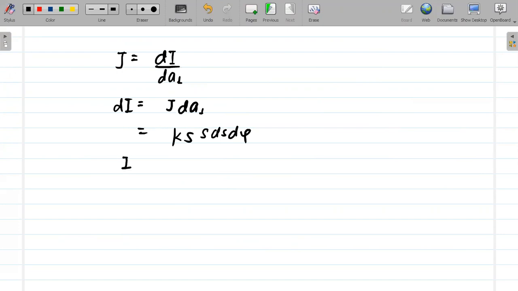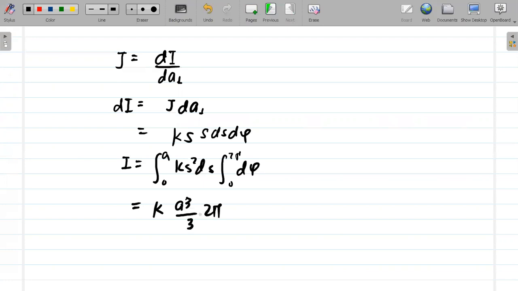So bali ang I natin ay integral ng K S squared dS. So S runs from 0 to A. Tapos integral ng d phi 0 to 2 pi. Now, mental na lang natin. K A cubed over 3 times 2 pi. Yan na yung current mo. So kung given ka ng current density, you can find the current. Integrate mo lang.